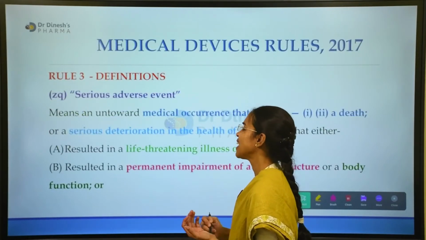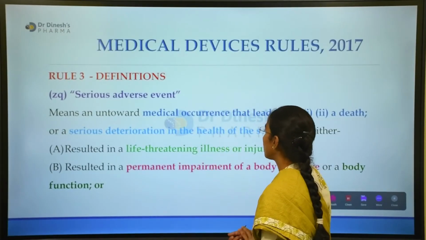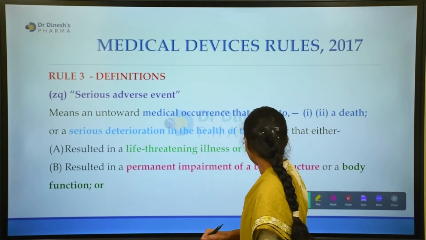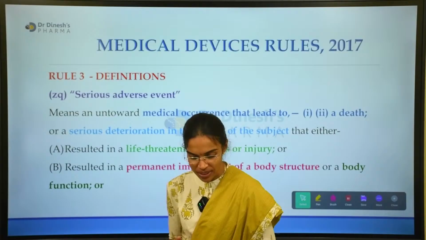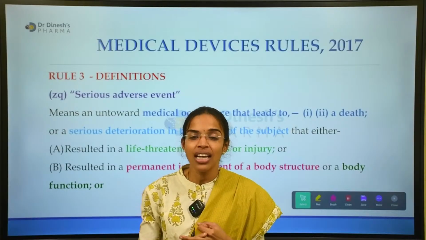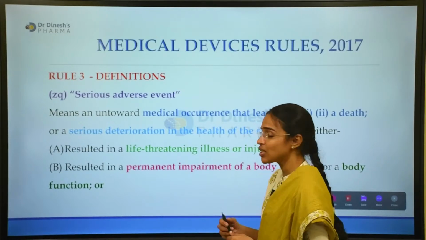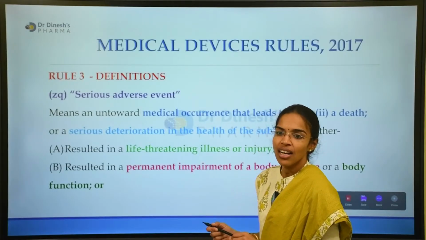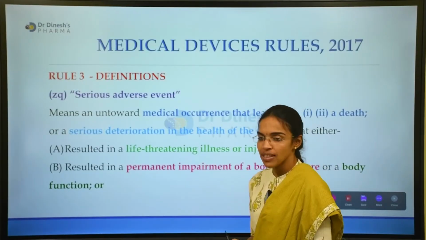And what is a serious adverse event? Very important. A serious adverse event is any untoward medical occurrence that leads to death or serious deterioration in the health of a subject. There are different kinds of adverse events: adverse drug reaction, adverse event, serious adverse event, and so on. So what can be considered a serious adverse event? When there is an untoward medical occurrence that leads to death or serious deterioration of health of the subject.